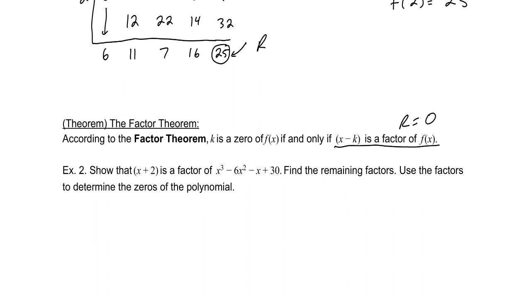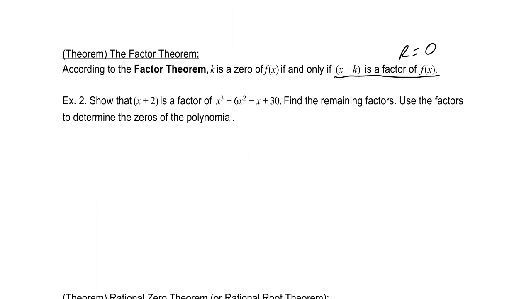Which means that k is a 0. So we want to show that x plus 2 is a factor of this polynomial, x cubed minus 6x squared minus x plus 30, and we want to find the remaining factors. Let's first divide this by x equals negative 2, and we can exchange those two. All right, so our coefficients are 1, minus 6, minus 1x, and 30 for our constant.